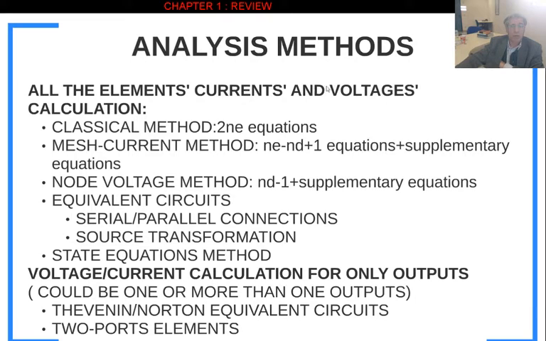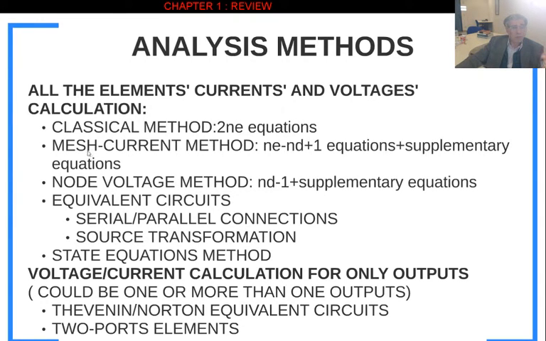If you are using the analysis method to calculate all the elements' currents and voltages, there is a classical method. You write 2NE equations, where NE is the number of elements. The 2NE unknowns are there because each element has a current and a voltage. So to calculate these unknowns, we need to write 2NE equations. That's the classical method: 2NE equations, 2NE unknowns. You can do that by solving the linear equations.